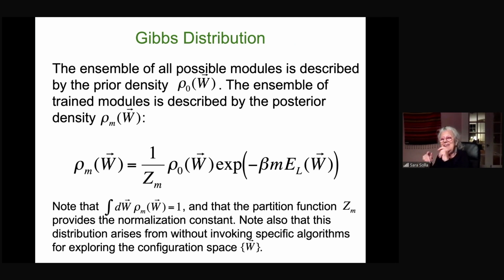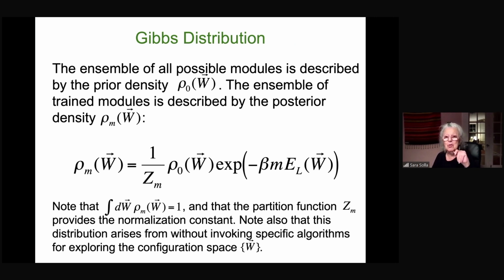And note that I didn't have to invoke any kind of algorithm for exploring W space. I have moved away from the problem of how I am going to minimize EL of W, how I am going to solve that optimization problem. I'm saying that, given a landscape EL of W defined over W space, this is going to be the correct way of defining the trained ensemble, as opposed to the prior ensemble, which is the ensemble of randomly connected networks according to the probability distribution rho 0.